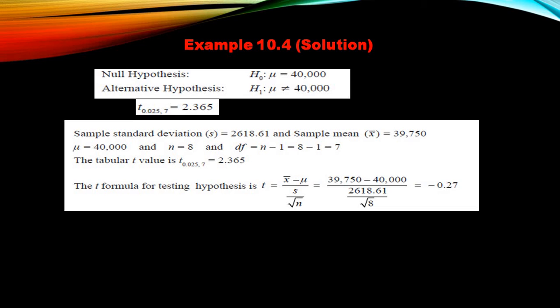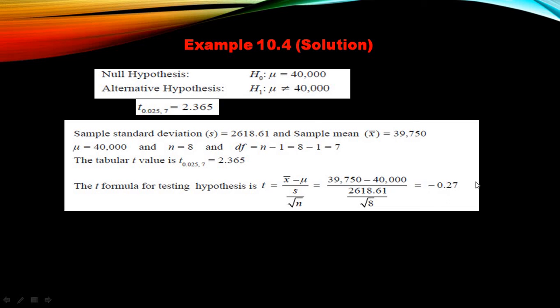Now the t formula for testing: x bar minus mu divided by s over root n, that's equal to 39,750 minus 40,000 divided by 2618.61 divided by root 8. That gives me minus 0.27. So when it's minus 0.27, it's quite obvious that it's going to be on the left side of the mean if I put it on the normal distribution curve. But can you observe one thing?